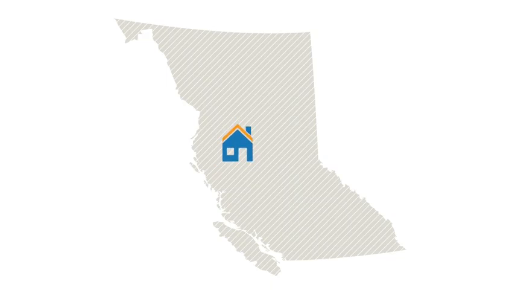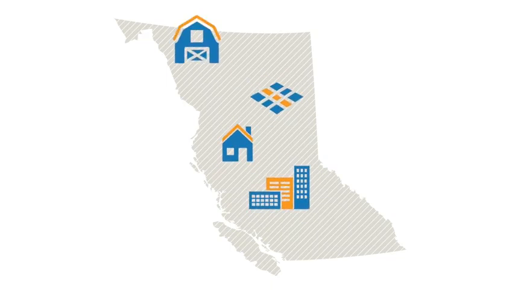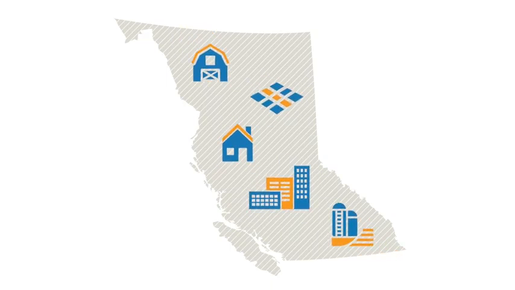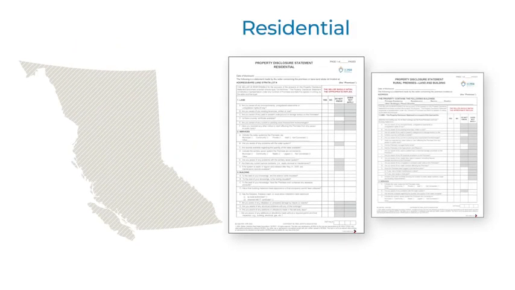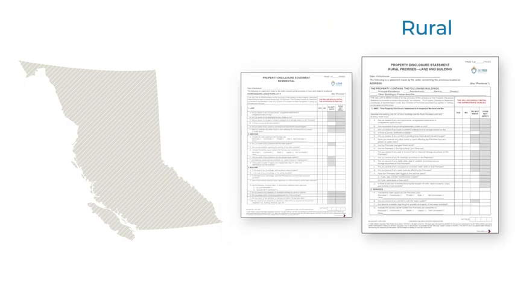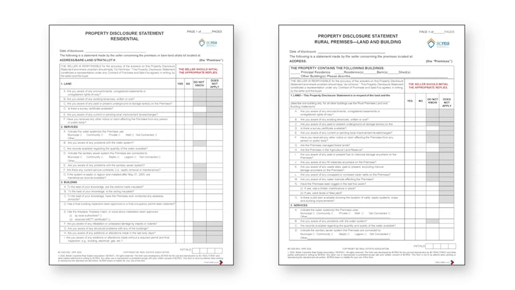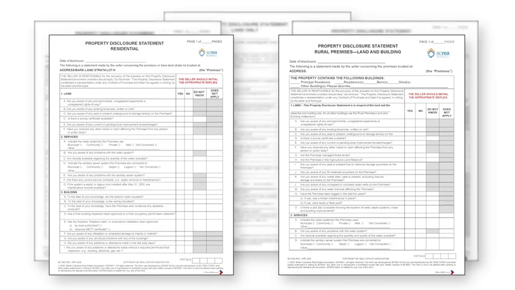In BC, there are different types of property disclosure statements that are used depending on the type of property being sold. Two common examples are the property disclosure statement for residential properties and the property disclosure statement for rural properties. While each of these documents covers similar kinds of disclosures, the different versions of the property disclosure statement contain different questions depending on the property type. The questions are typically asked based on the current condition of the property.